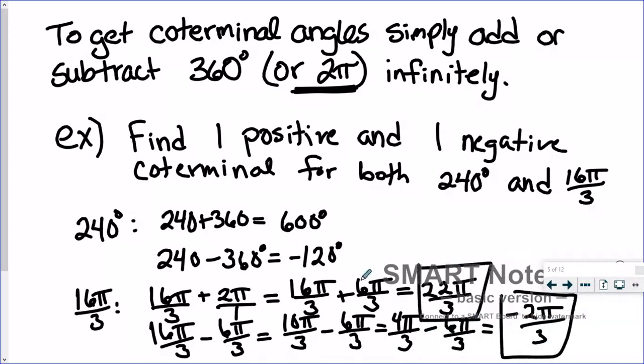Now, if you notice before you even start that this is way bigger than 2 pi, honestly, you could use this as a positive coterminal angle, or you could have used this as a positive coterminal angle. Do you know what I mean? So we actually found 4 coterminal angles here, right? But any one of these 3 would work as the positive one, and then of course we would need this one as a negative one. Fair enough? Okay.